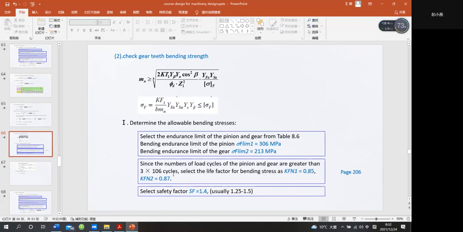from your textbook on page 206. The selection value KFN usually varies from 0.85 to 2.5. And if the number of load cycles is larger than this, then the selected value should be within 0.85 to 1. You can select any values within this range.